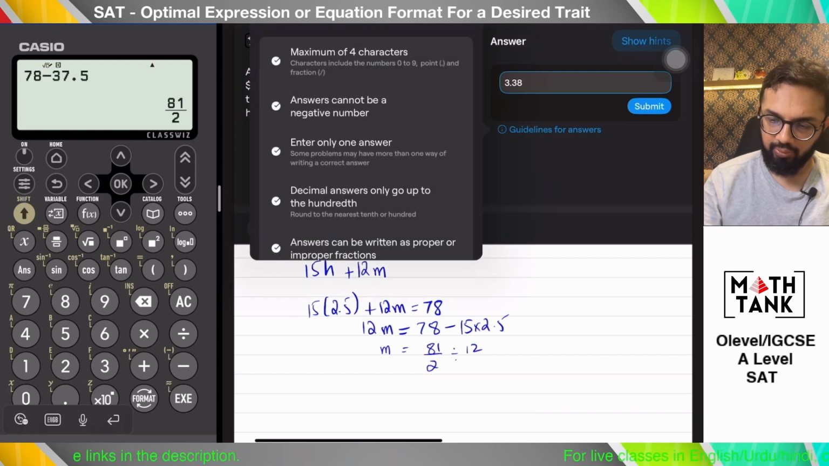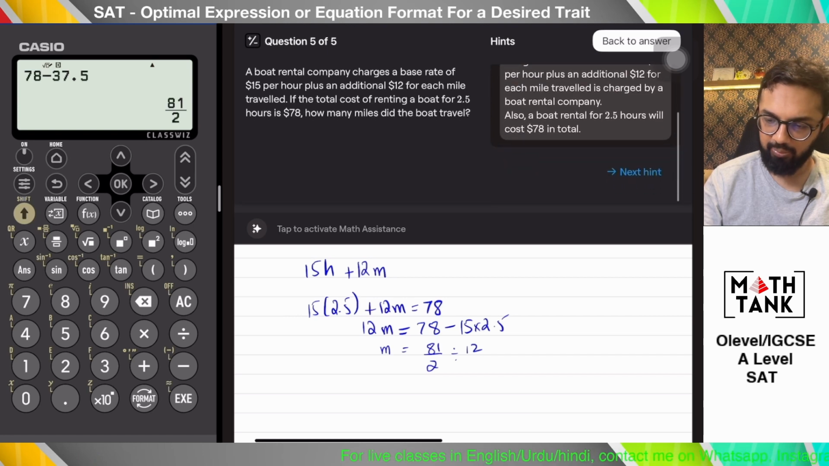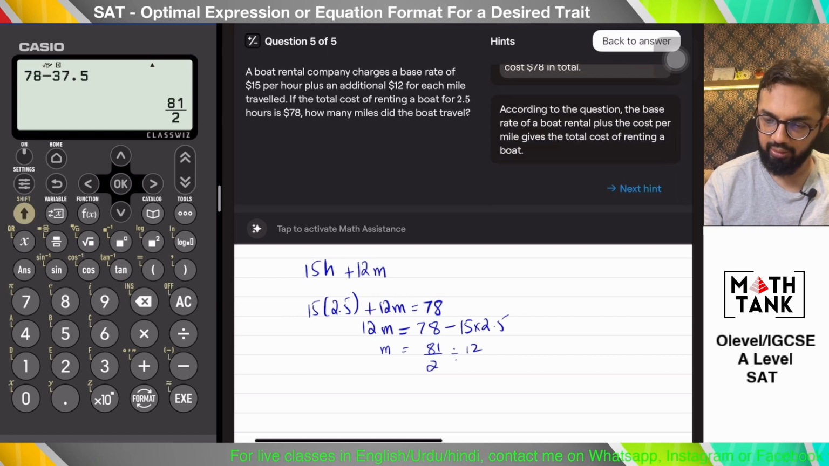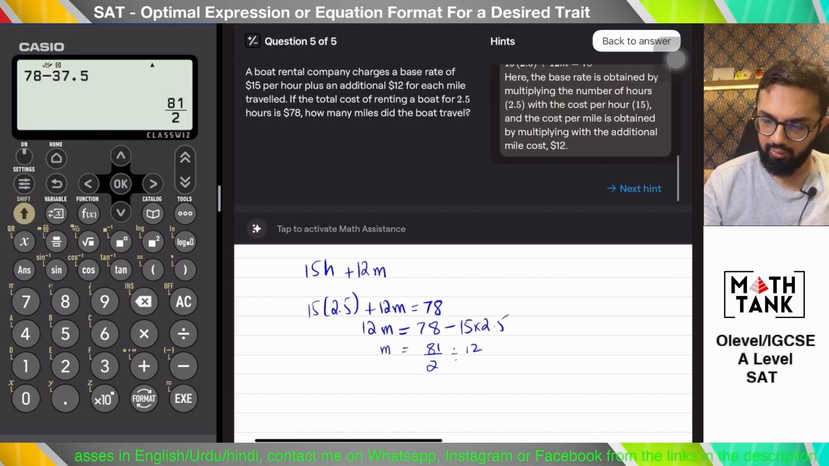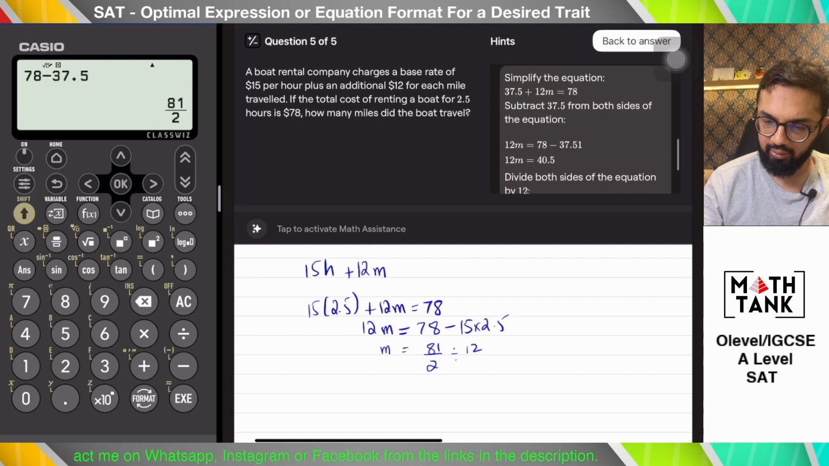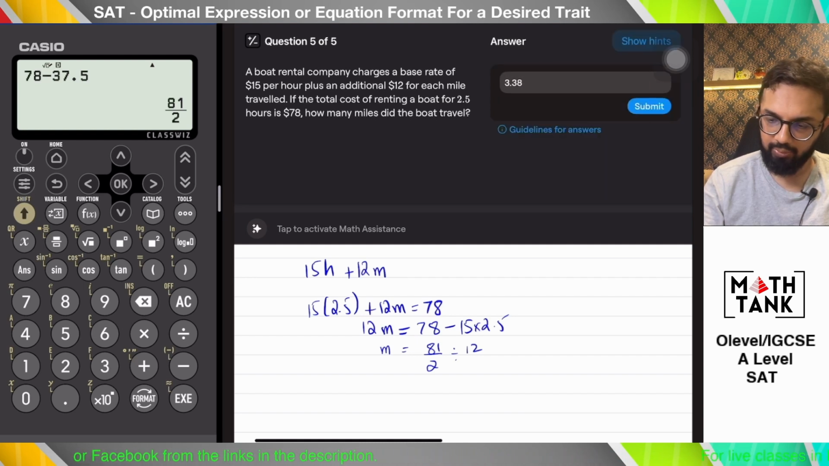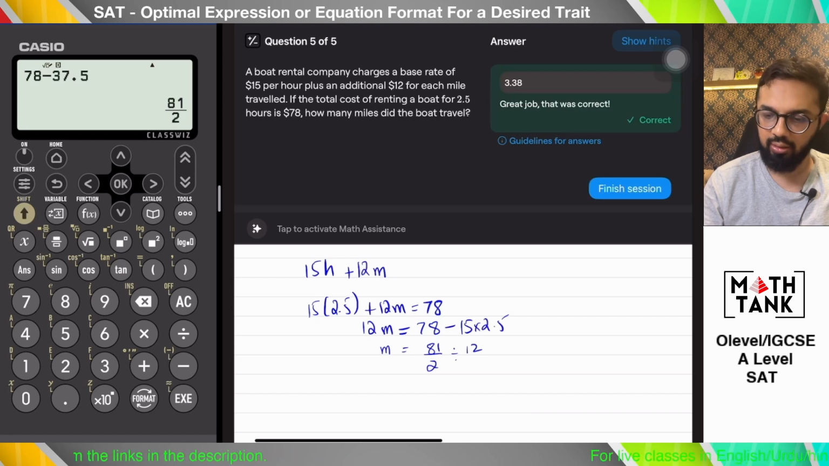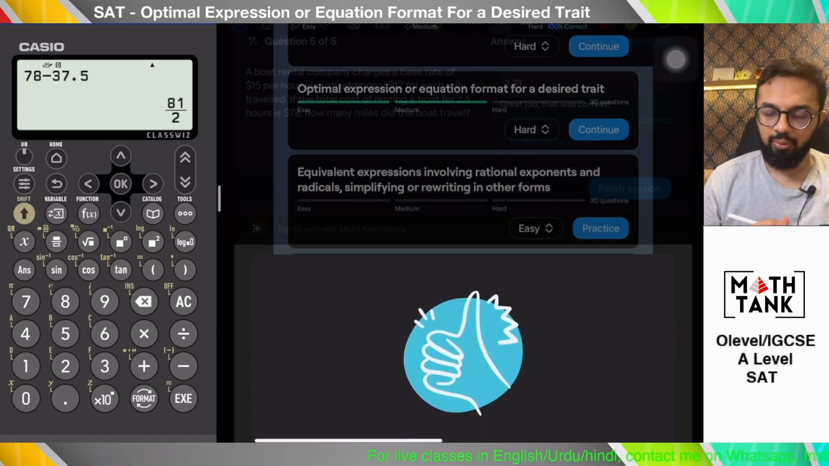Oh, I'm just going to check if I've done this correctly because I don't want to do this again later on. The rest is fine. I'm not sure if the numbers are coming out right. 3.38. Yeah, that's what I got as well. So let's check. Yes, that is the correct answer. Let's move on to more difficult questions.